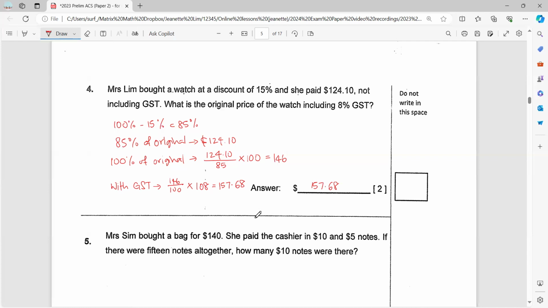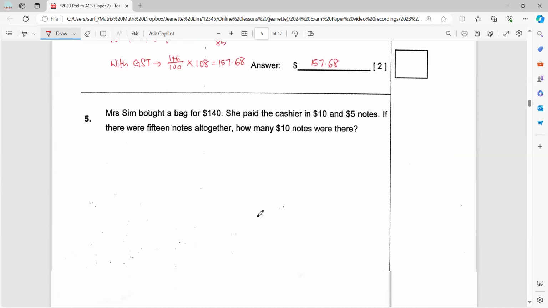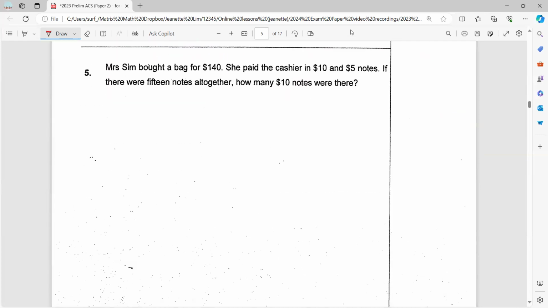Question number 5. Mrs. Sim bought a bag for $140. She paid the cashier $10 and $5 notes. If there were 15 notes altogether, how many $10 notes were there? So for this question, we're using the supposition/assumption method. Okay, supposition and assumption means the same thing.